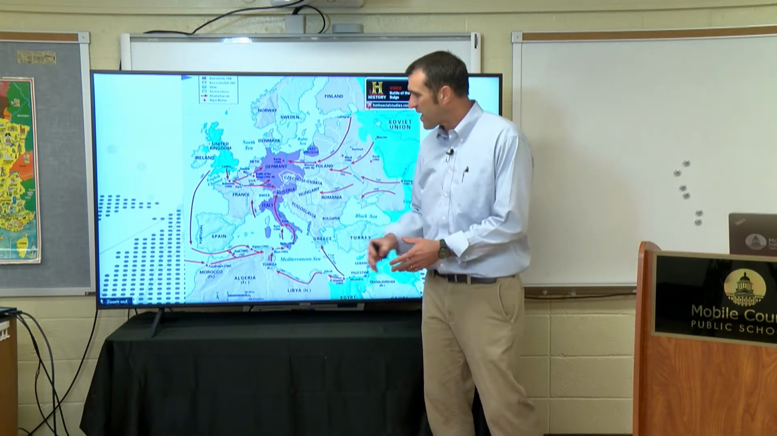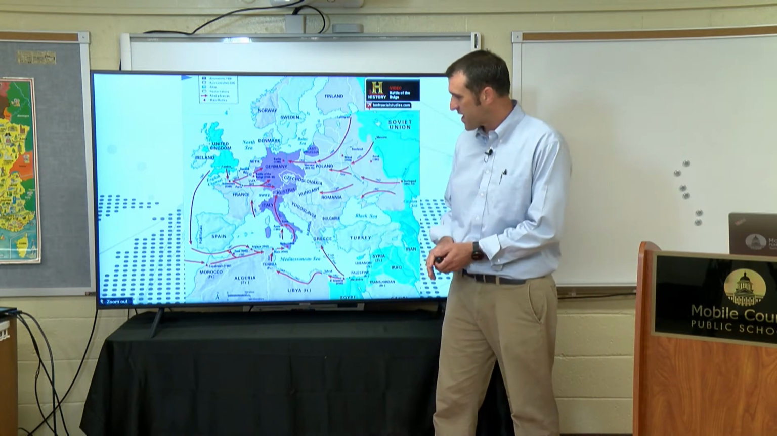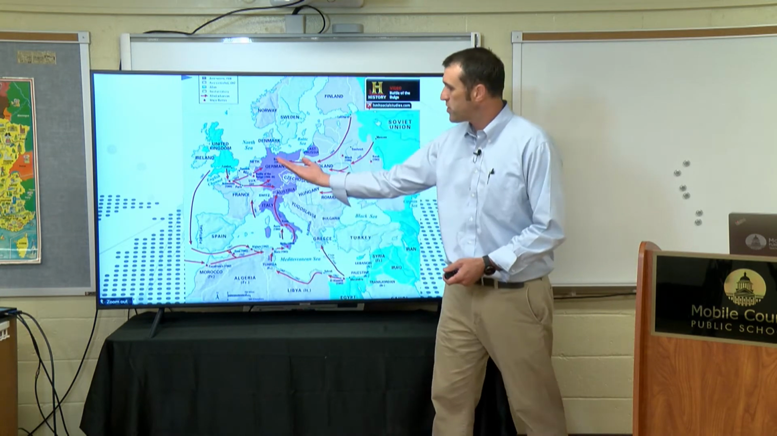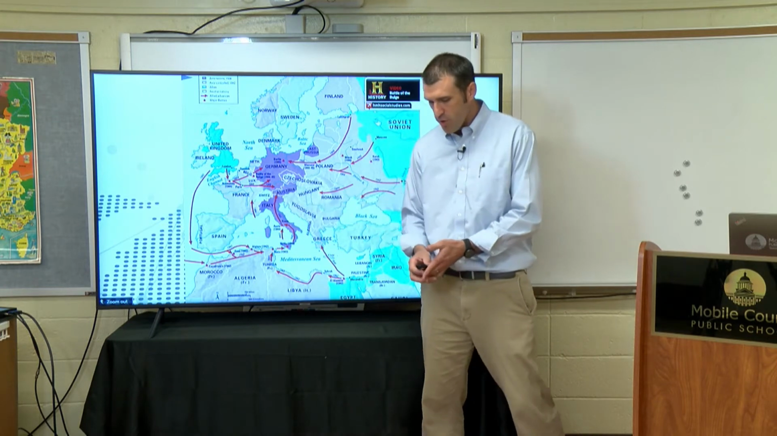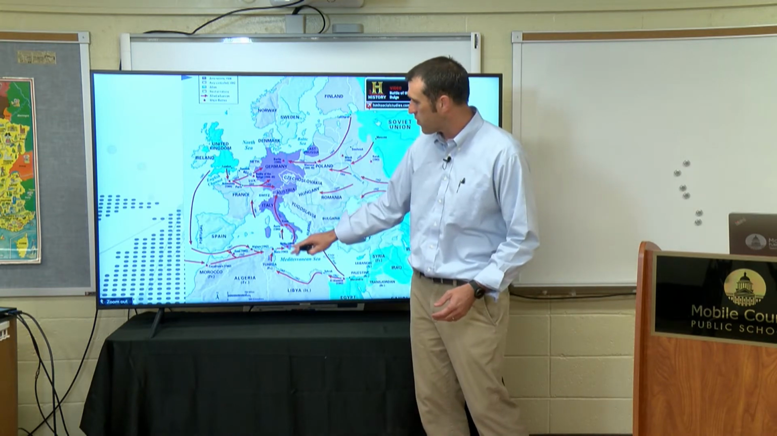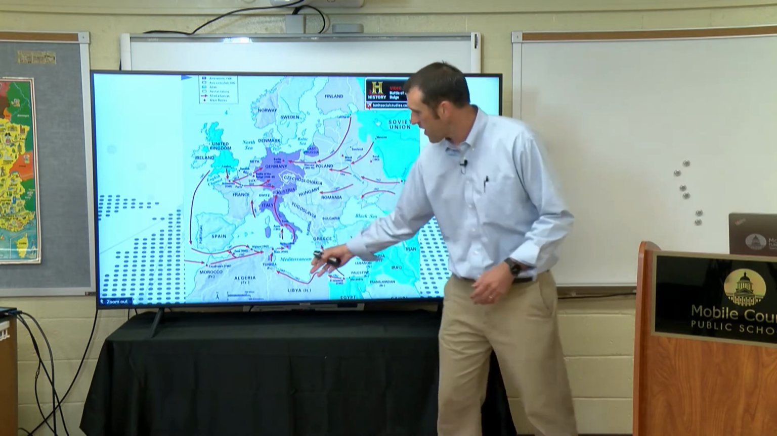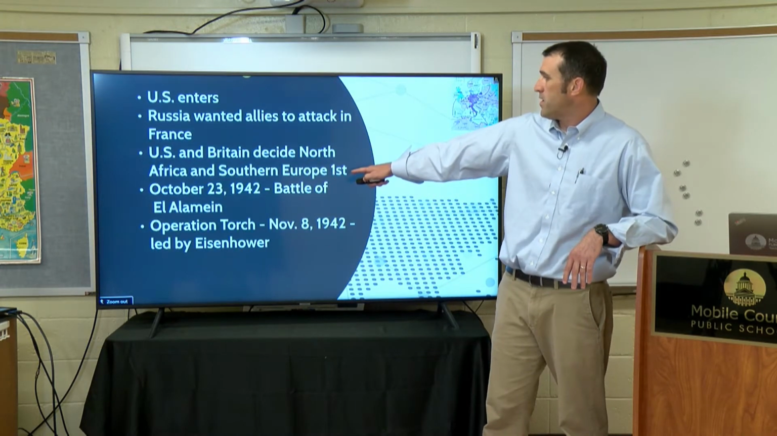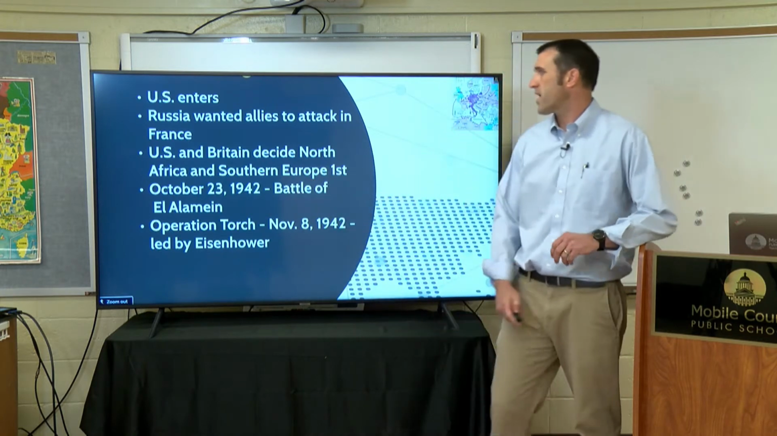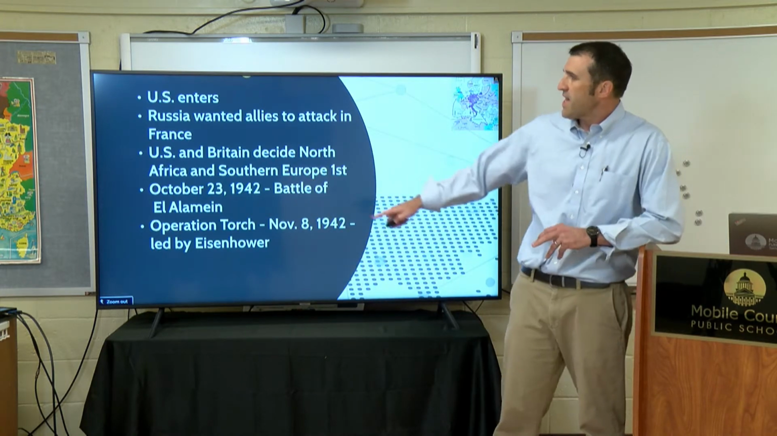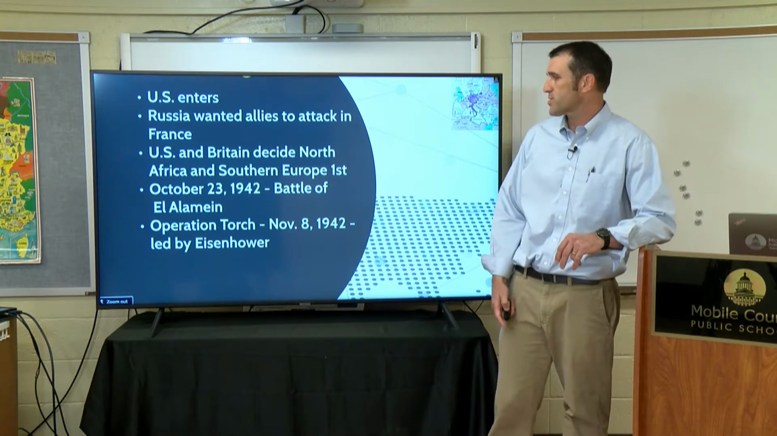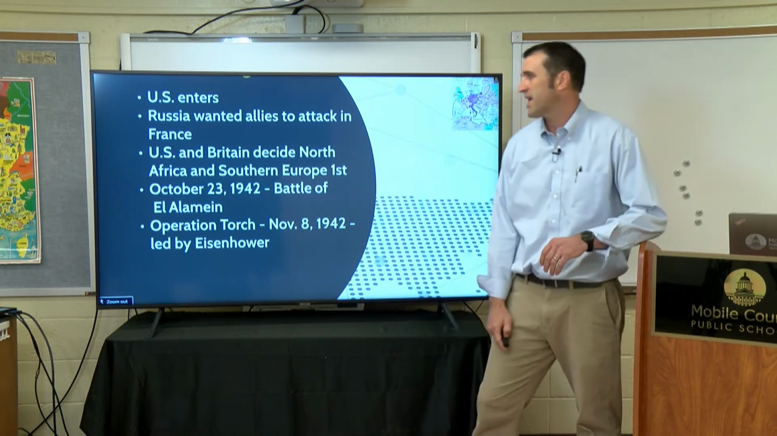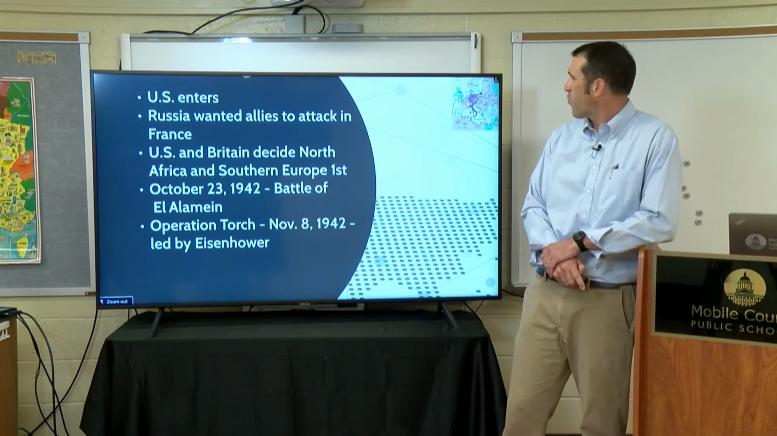But what the Allies, Great Britain and the United States, decided they would do is they would actually start here in North Africa and push through what they would call the underbelly of Europe, through southern Europe, particularly Italy. So North Africa and then Italy. So they were going to attack North Africa, southern Europe first, and the British launched an attack at what would be the Battle of El Alamein in October of 1942.